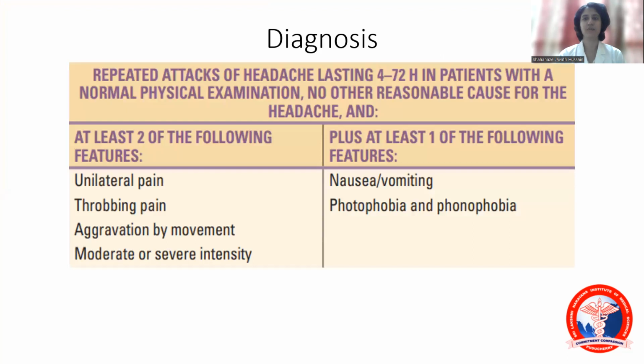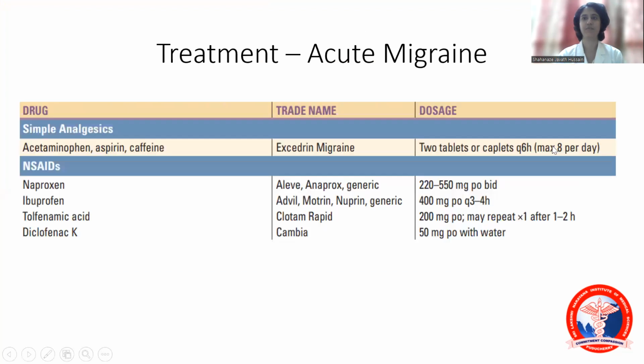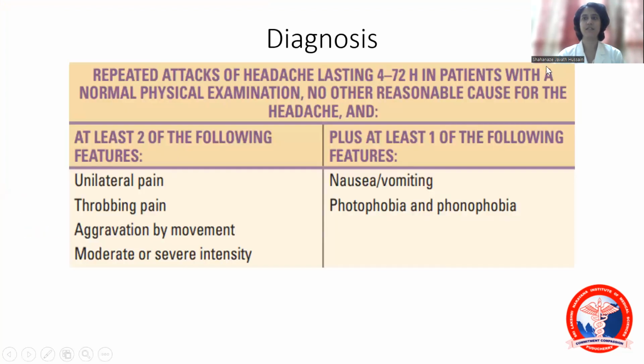So how do we diagnose migraine? Here is a simple diagnostic criteria. Migraine is diagnosed by a person complaining of repeated attacks of headache, which last from 4 hours to 72 hours, a normal physical examination, and no other reasonable cause for headache.